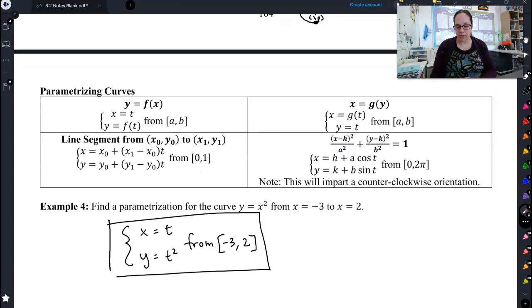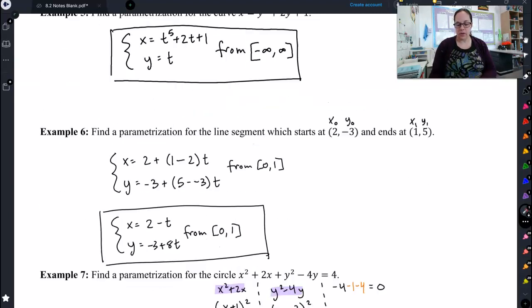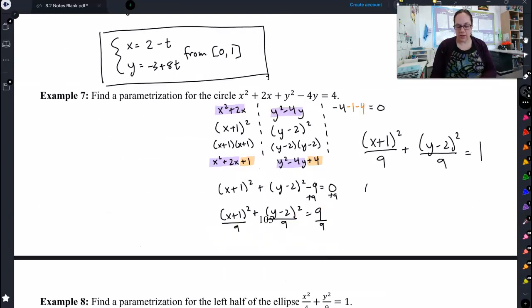I'm going to do one more thing. Notice that my denominators are a number squared. So I know that 9 is 3 squared. So I'm going to change it to that. Because now essentially what I can do is, this is my h, this is my k, this is my a, this is my b. So h is going to equal -1, k equals +2, a equals 3, b equals 3.